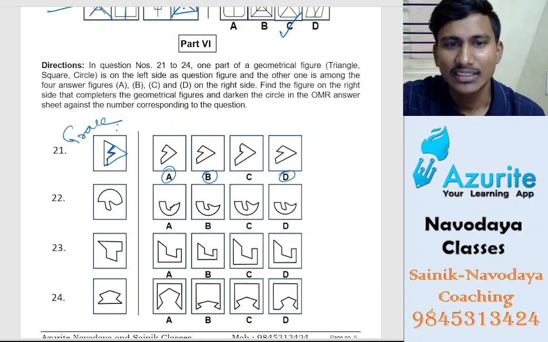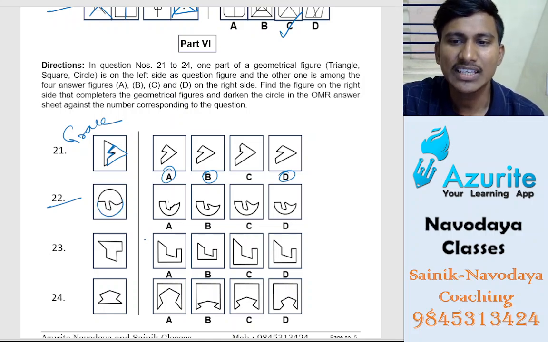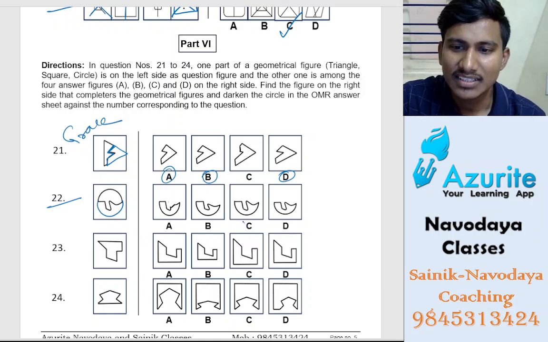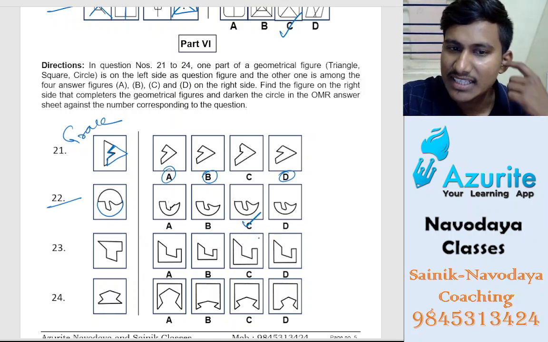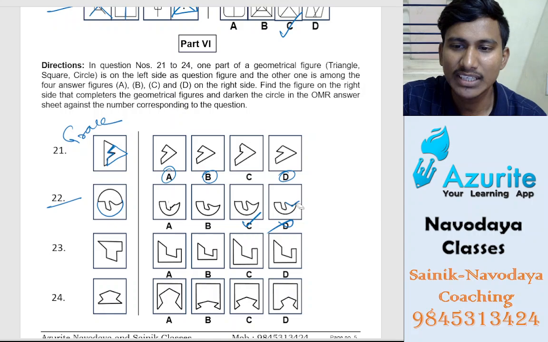Okay. Next 22. If you see, this is a circle, you have to complete it. So if you see, answer is option C here. Okay, answer is option C here. Understand, not D. Don't be confused. It is like this, but it is upside, right? So that is why not D.